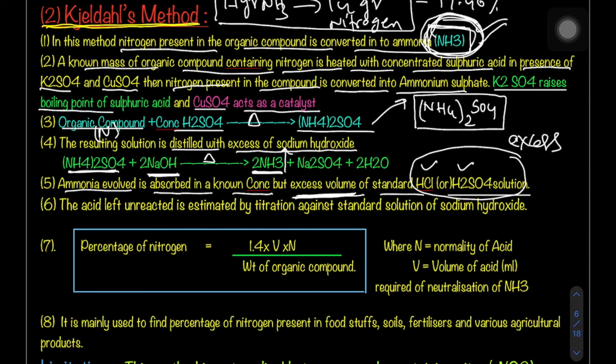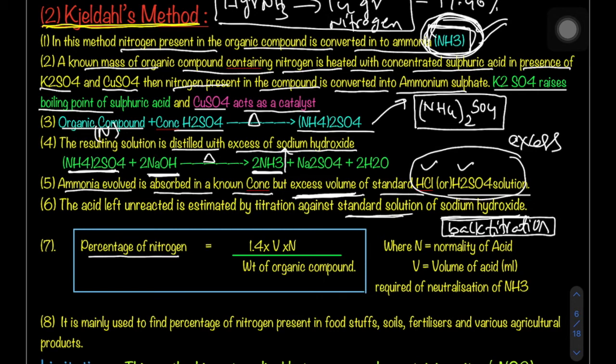Again, to neutralize the remaining sulfuric acid or hydrochloric acid, we have to use a standard solution of sodium hydroxide, because we are taking the sulfuric acid in excess quantity in which ammonia gas is absorbed. The remaining excess sulfuric acid or hydrochloric acid must be titrated with the help of a standard solution of sodium hydroxide. Do you know back titration? In the back titration video I also explained the Kjeldahl method. If you have any doubts, see the back titration video.